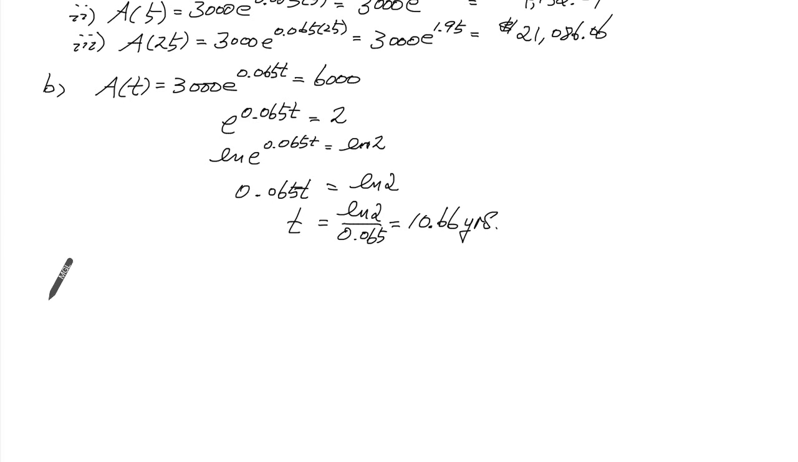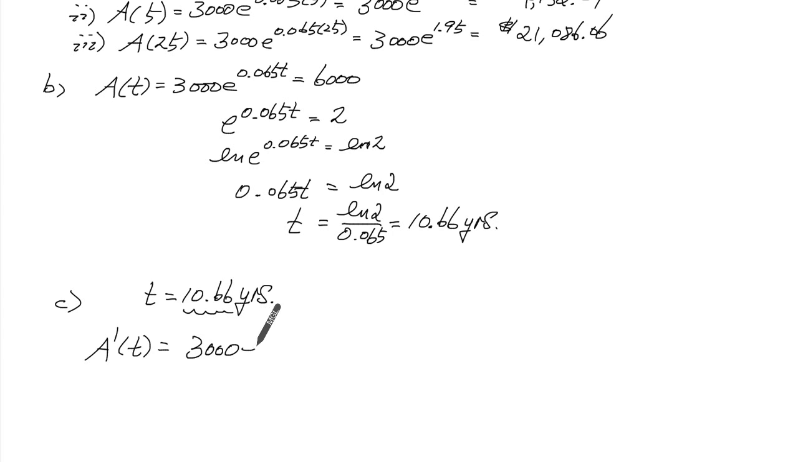Let's do part C. In part C, at what rate is the investment growing at the time when its value has doubled? Well, we know that its value doubles after 10.66 years. But we want to know the rate of change of our investment exactly 10.66 years later. So here we need a functional expression for the derivative, or the instantaneous rate of change, of our investment. And the derivative of A(t) will be 3,000 times e to the power of 0.065t, and using the chain rule, the derivative of 0.065t is simply 0.065.